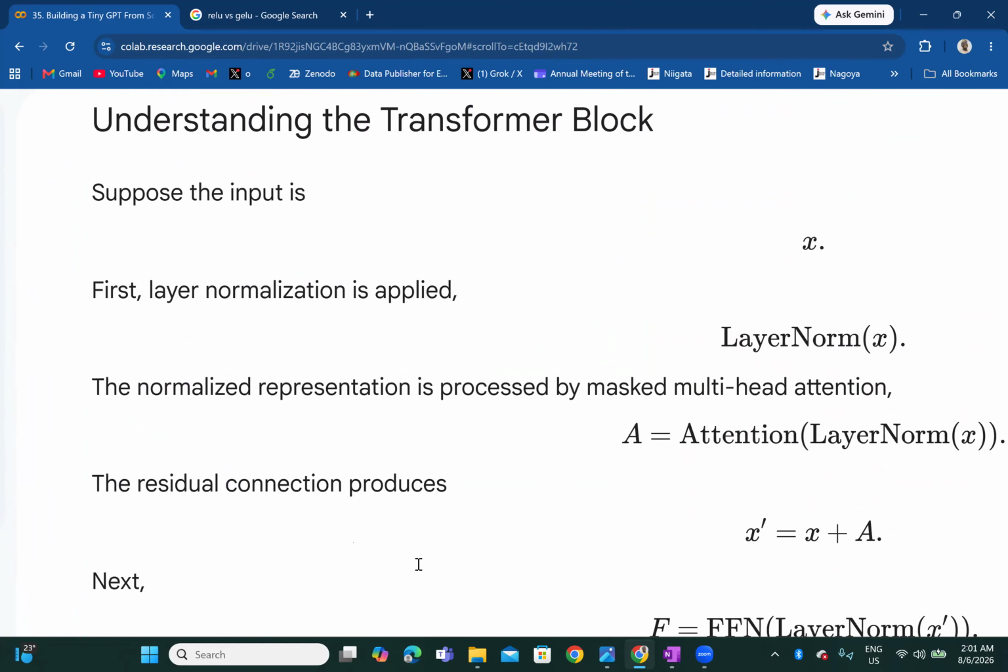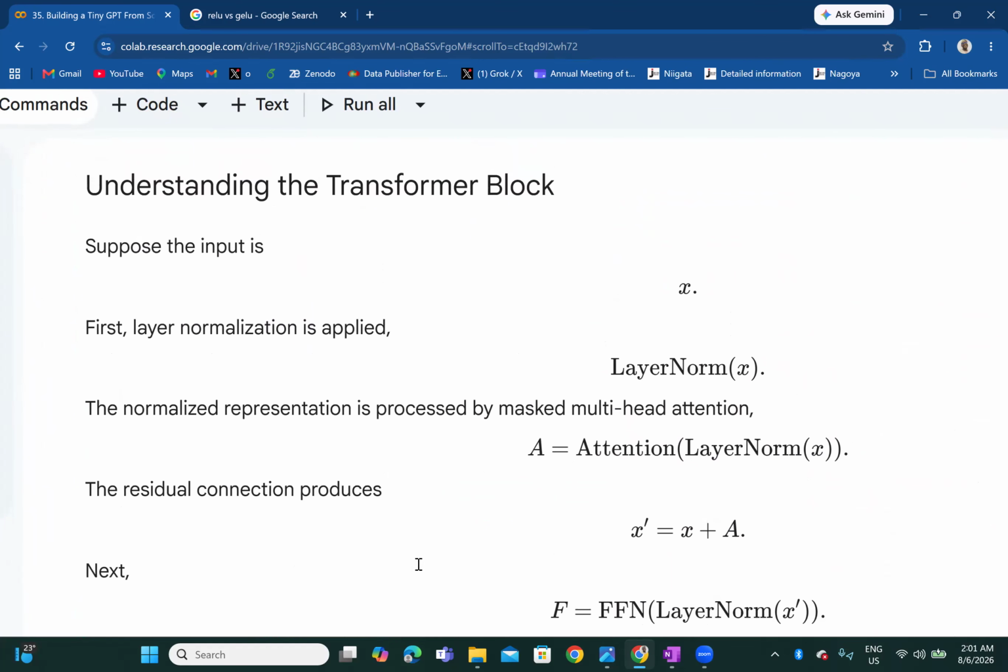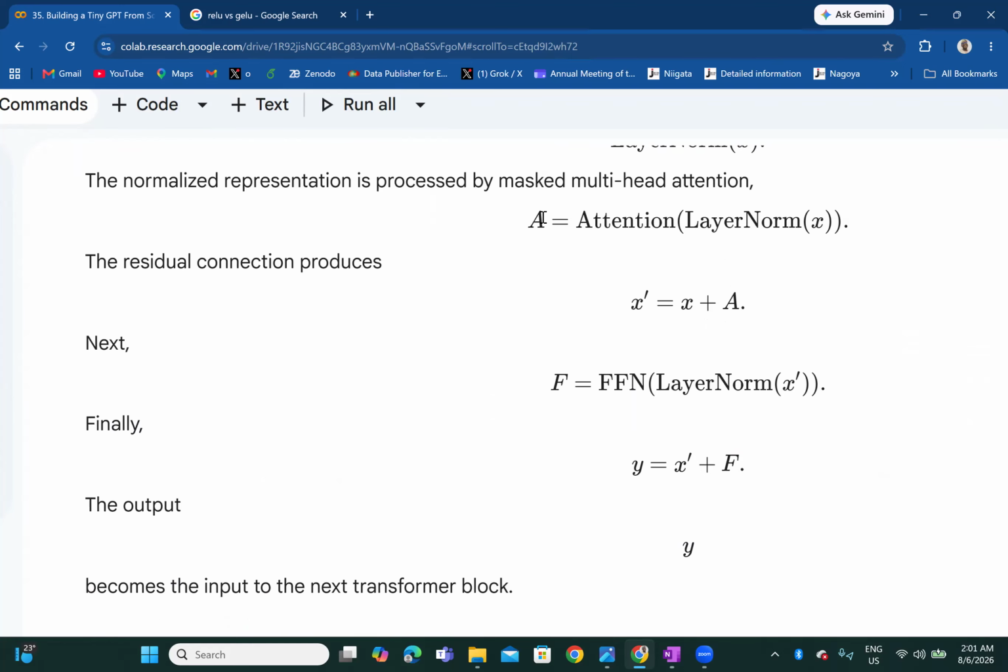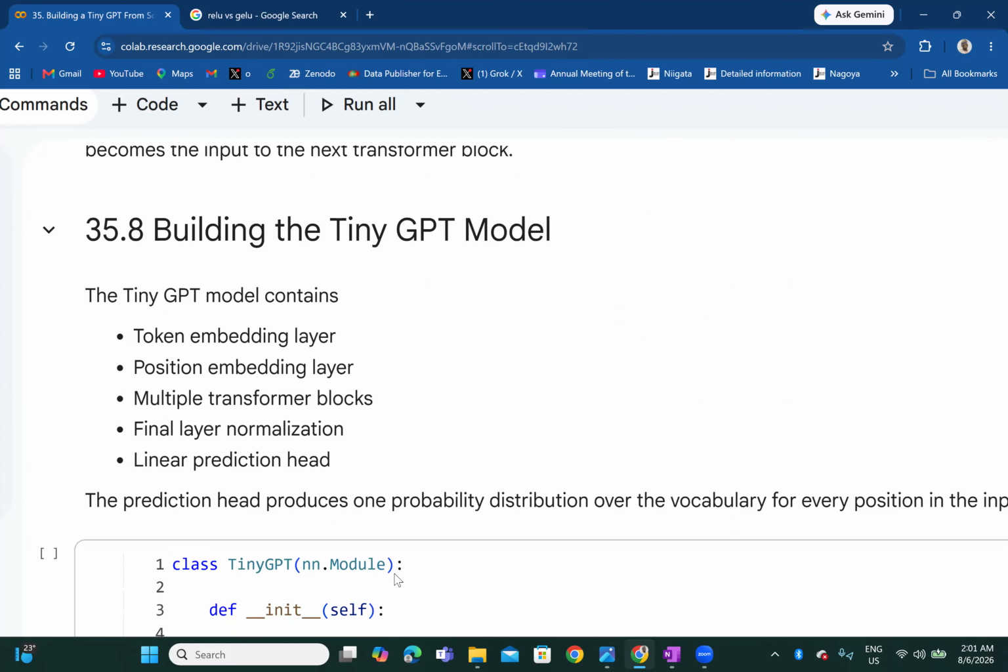So understanding the transformer block, suppose that the input is X. First, layer normalization is applied, so you have layer norm of X. Then the normalized representation is processed by masked multi-head attention. So you have A now, which is attention of the layer norm of X that you had before. This residual connection produces X prime, which is X plus A. So this A now comes here. Everything you get at a stage goes to the next level. So this X prime now, you then have the feed forward network on layer norm of X prime. Finally, you then have Y, which is X prime plus F. So the output Y becomes the input to the next transformer block. So it's passed on like that until you get where you need to get.